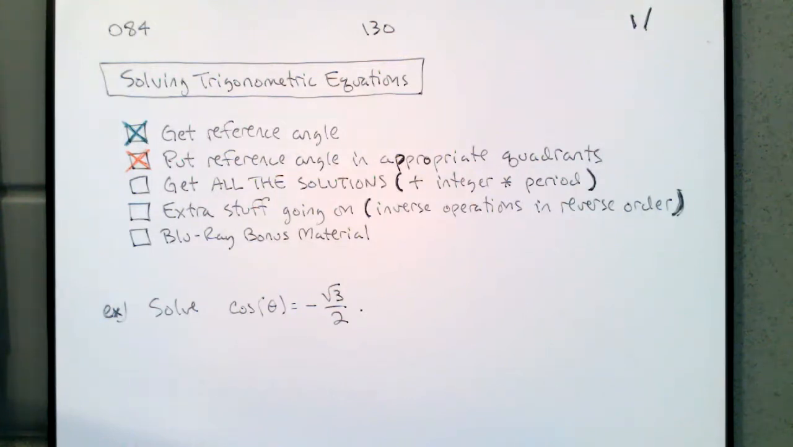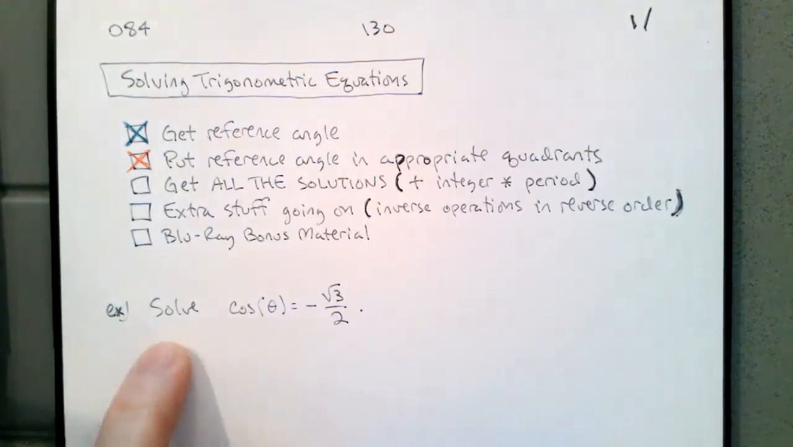When we put the reference angle in the appropriate quadrants, that's getting us two solutions. So for example, where cosine is positive, cosine is positive in the first and fourth quadrants. So we put the reference angle in the first and fourth quadrants. That gave us two solutions. That's going around the circle one time. But now I want to get all the solutions.